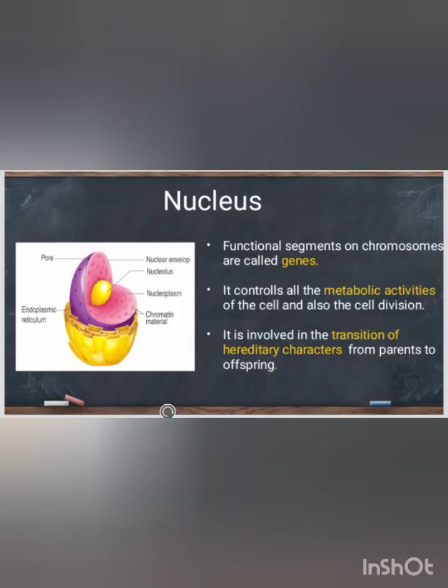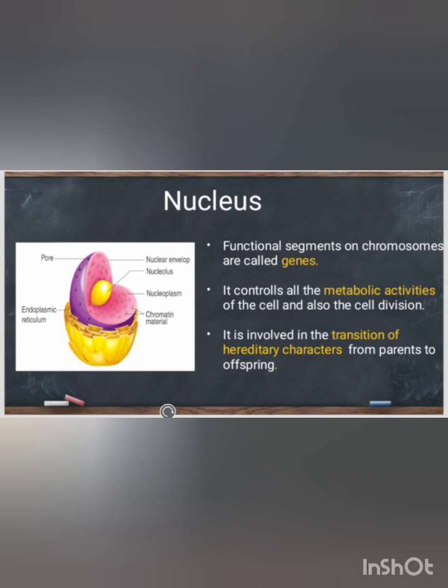We can see nucleus under an electron microscope. We can see nucleus covered by a double-layered membrane with small pores. These pores allow the passage of material in and out of the nucleus. Nucleus has one round nucleolus and a network of chromatin fibers. Chromatin fibers are thin thread-like structures which condense to form short, thick chromosomes at the time of cell division. Functional segments on chromosomes are called genes.